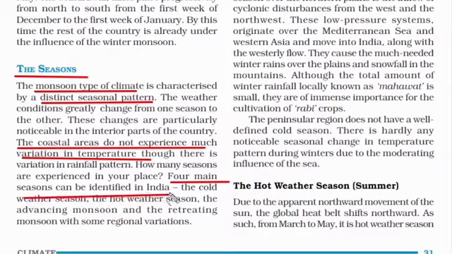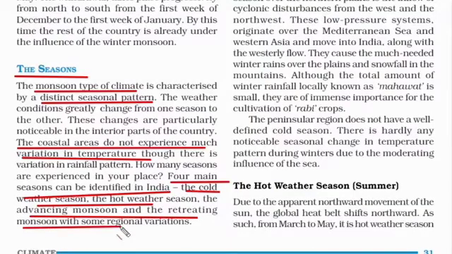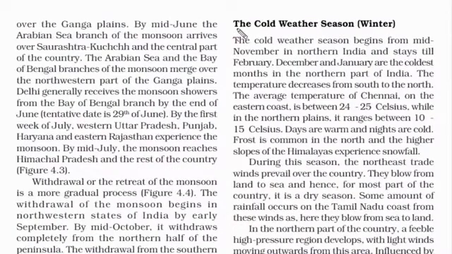So four types of seasons are identified in India. They are the cold weather season, the hot weather season, the advancing monsoon, and the retreating monsoon. Let's read about each of them in brief.